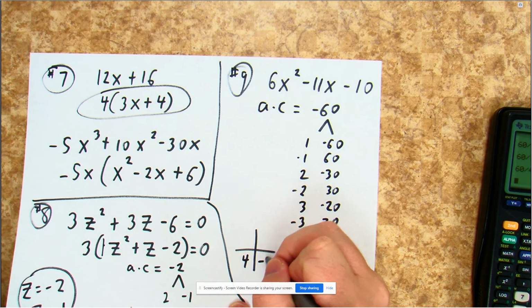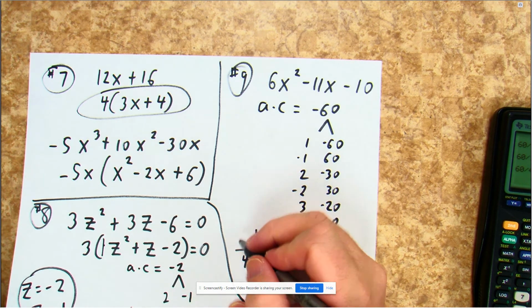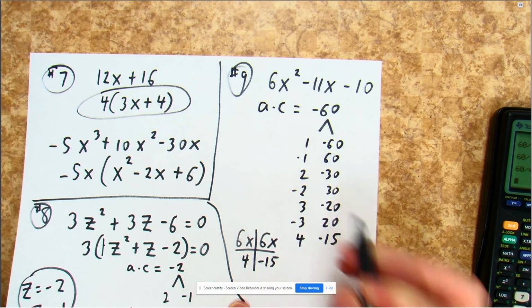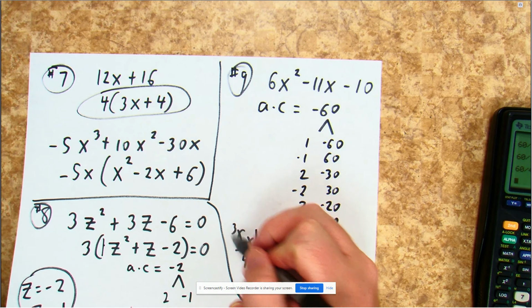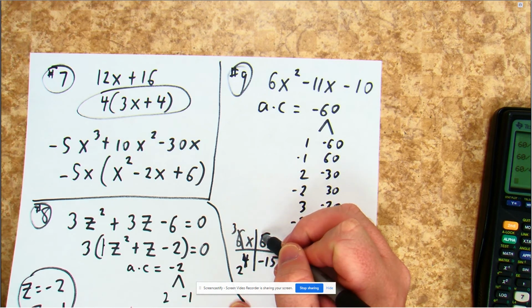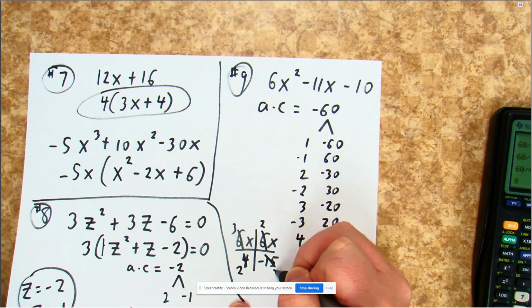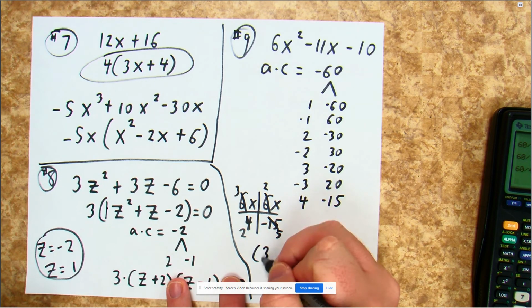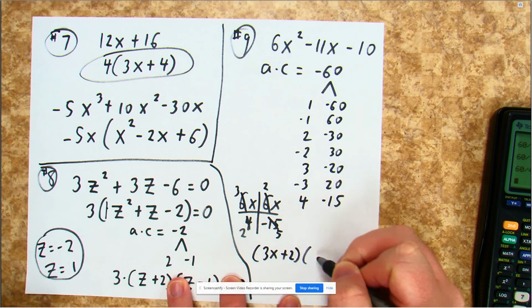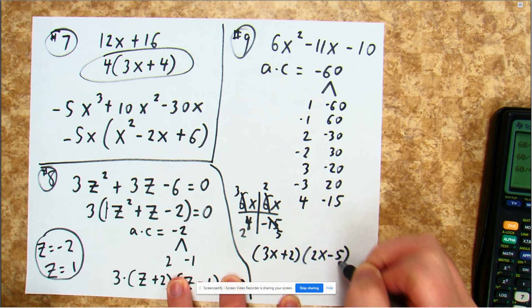4 and negative 15. It would be a 6x and a 6x that I'd have to put in the top of the t-chart. Simplify. Divide by 2, divide by 2, divide by 3, divide by 3. That negative stays on the bottom. I'd get a 3x plus 2 and a 2x minus 5.